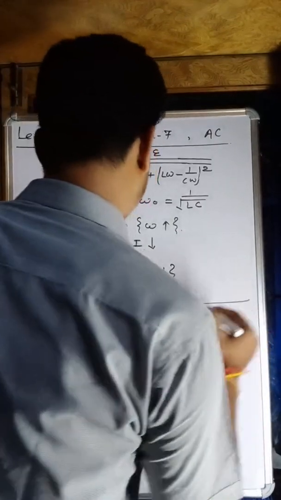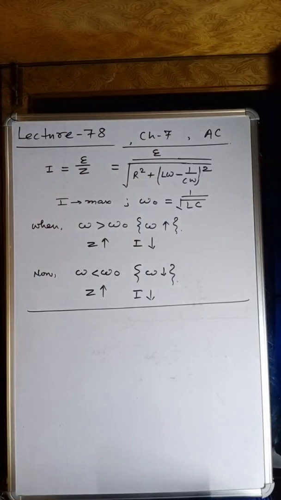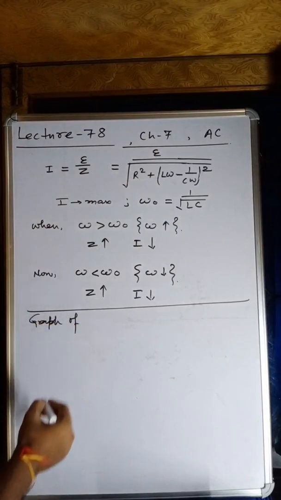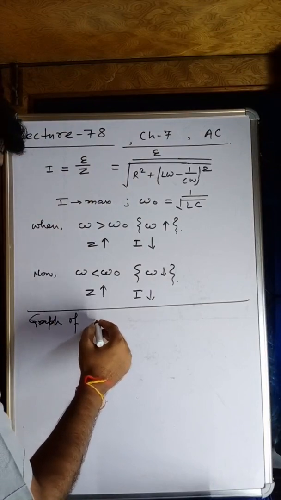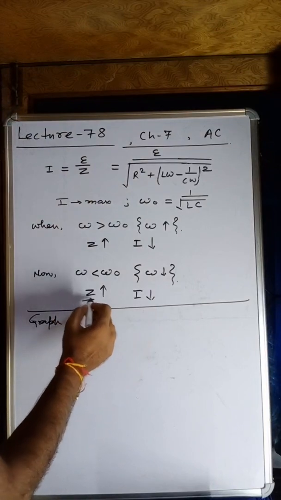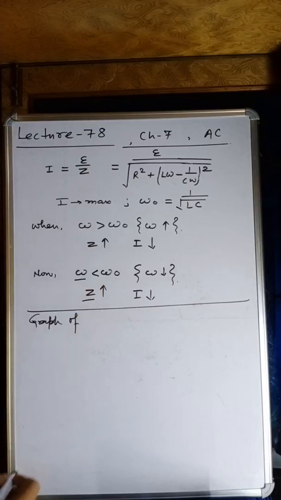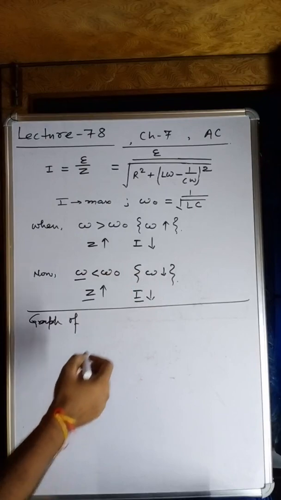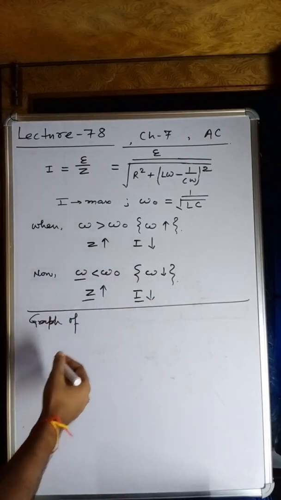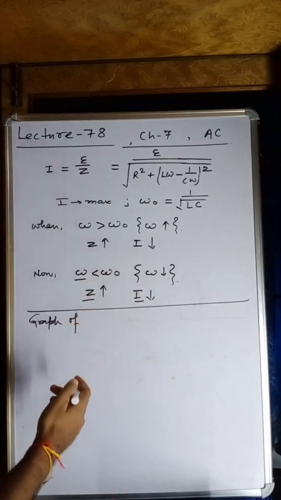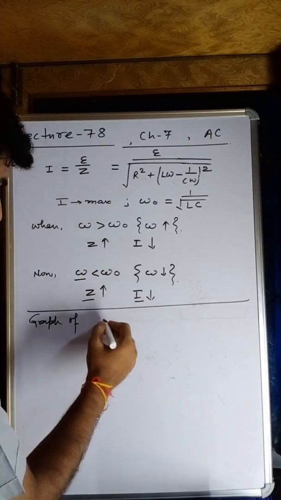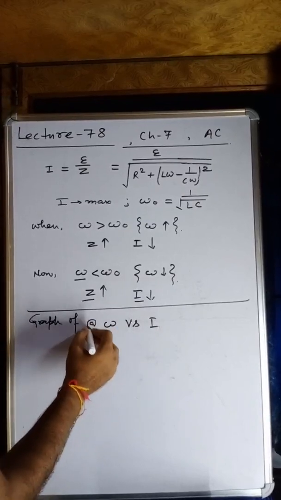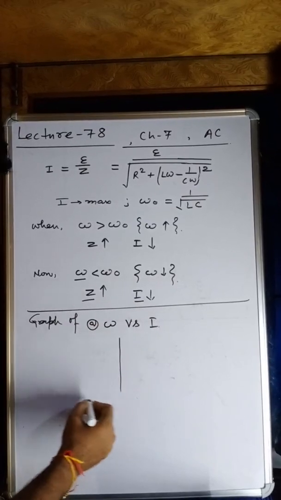Now, my dear students, we are going to draw the graph of Z and omega. Or we can draw the graph for both the quantities. The first graph is omega versus current. We will draw both graphs.